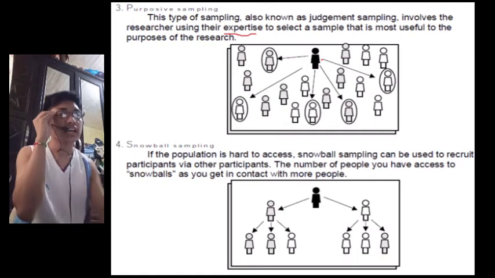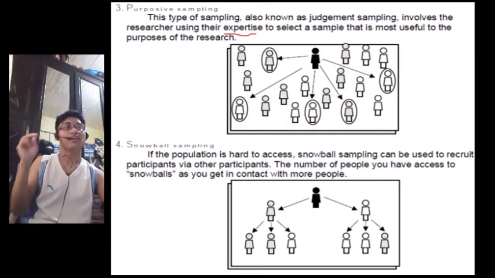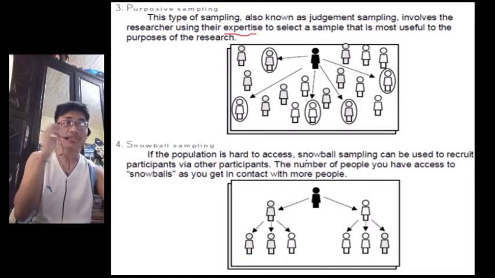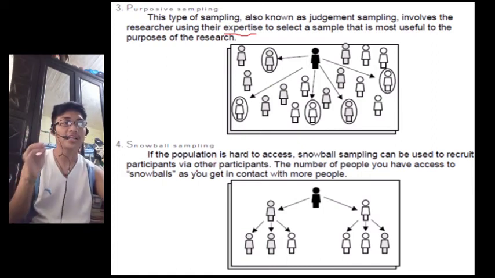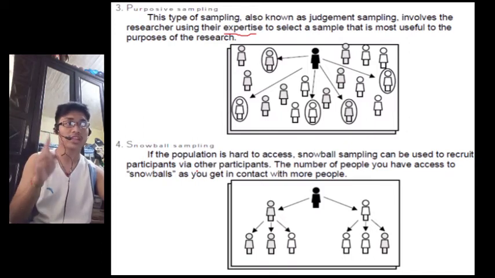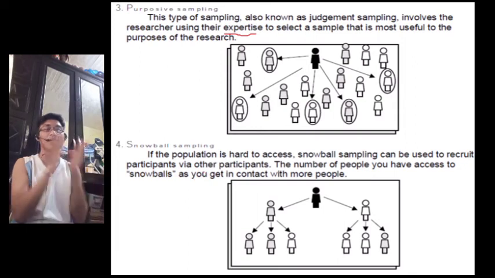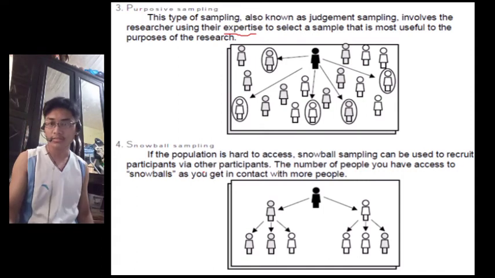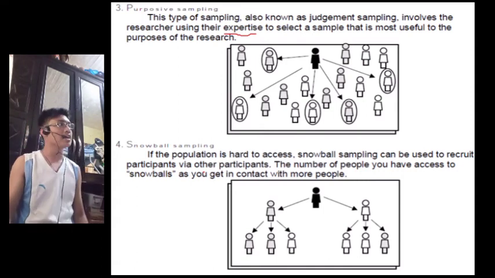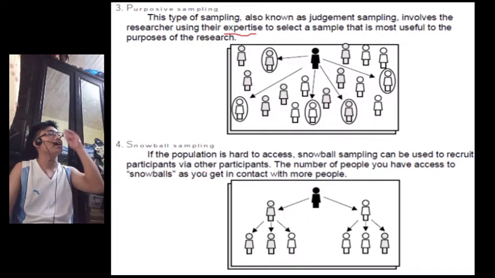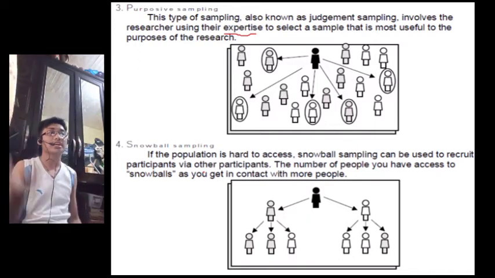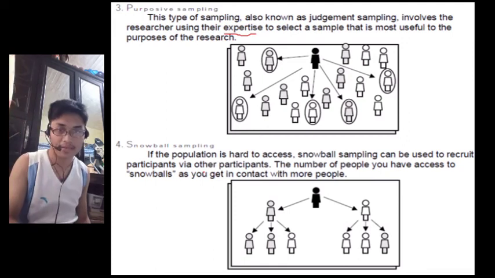Okay? Next, snowball sampling. If the population is hard to access, snowball sampling can be used to recruit participants via other participants. The number of people you have access to snowballs as you get in contact with more people. Kasi sa teacher ulit, balik tayo sa recitation. Halimbawa si teacher, yung tawag ng teacher, trip lang, kung sino-sino ang tatawagin, either nakataas ang kamay or hindi.